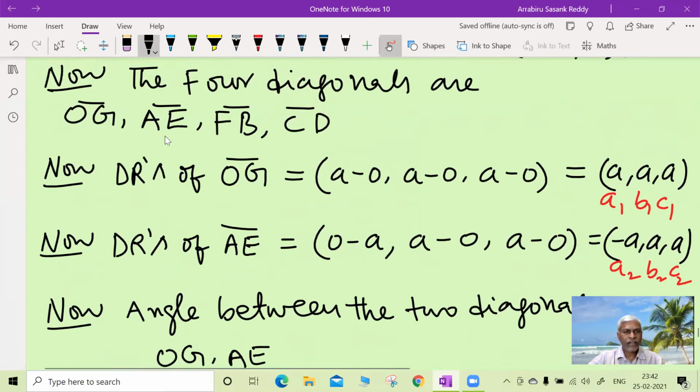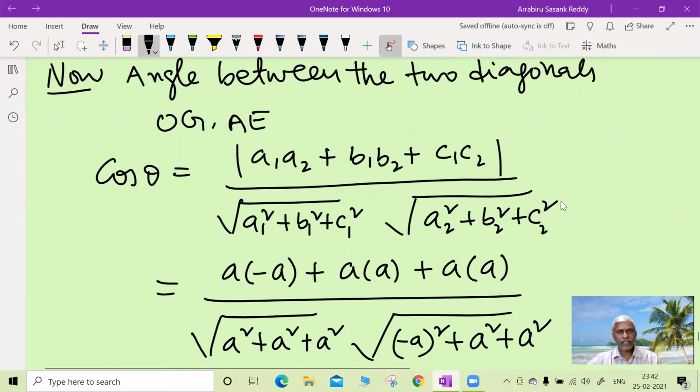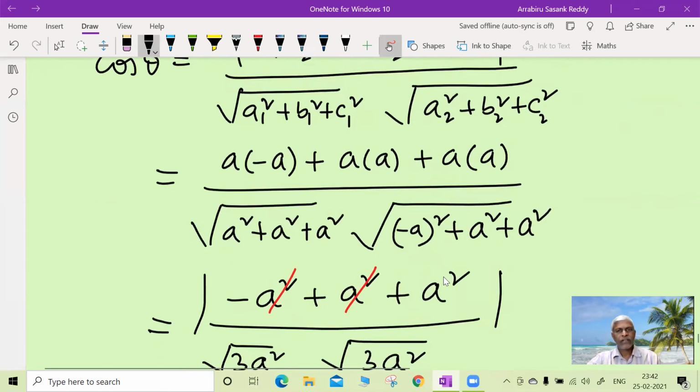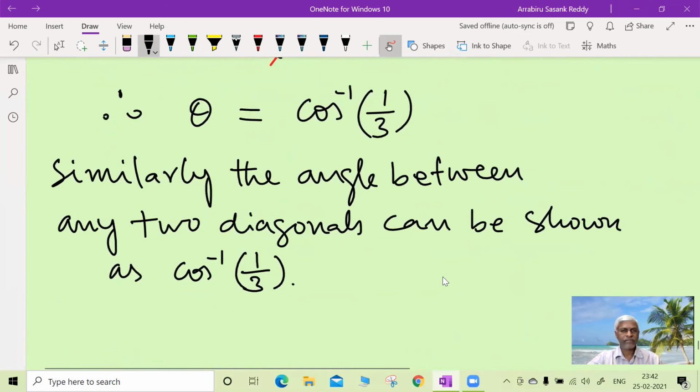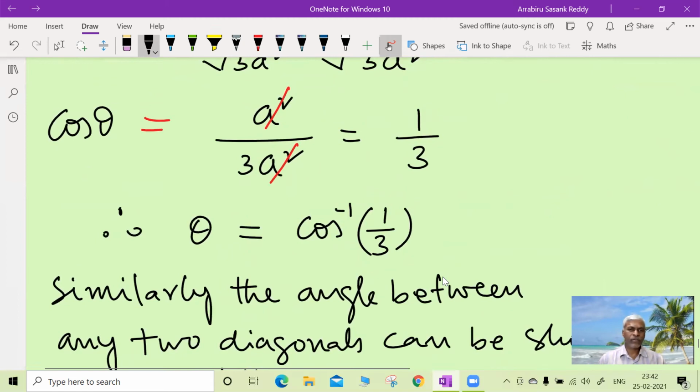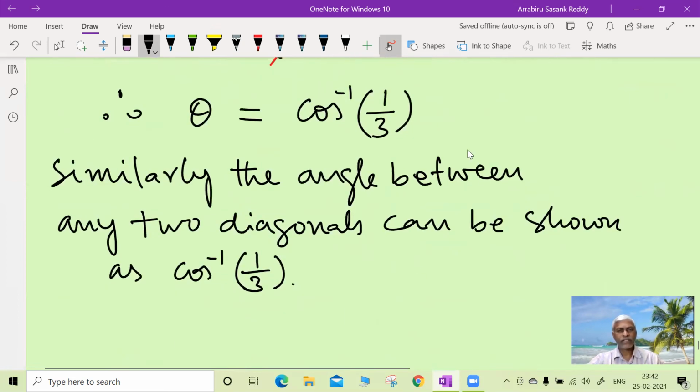You can take any pair of the diagonals and write the direction ratios, and by using the cos theta angle formula, you will get the angle as 1/3 only. So the angle between any two diagonals in the cube is cos inverse 1/3.